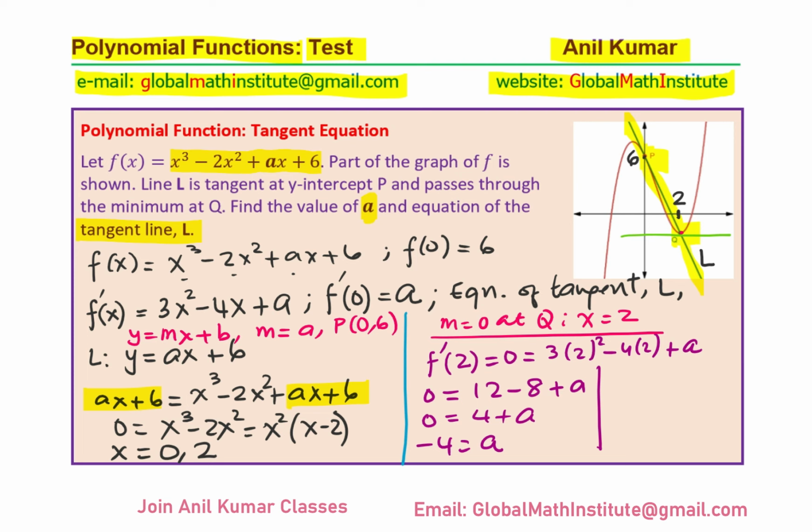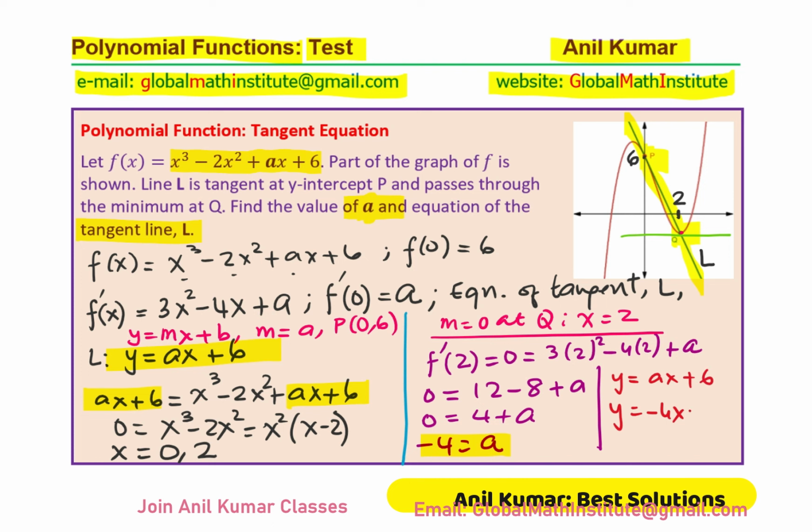Since we have the value of a, which is equal to minus 4, one part of the question is done. Now let's find the tangent line, which is y equals ax plus b. So y equals minus 4x plus 6. b is 6, so plus 6, correct? That becomes the equation of the tangent line. Makes sense to you? So we got the equation of the tangent line also. I hope you have understood all these steps.